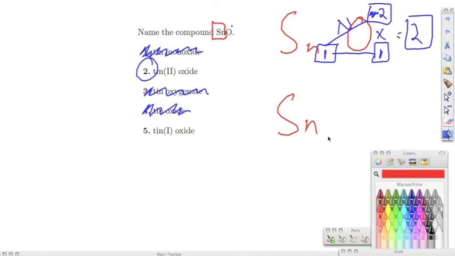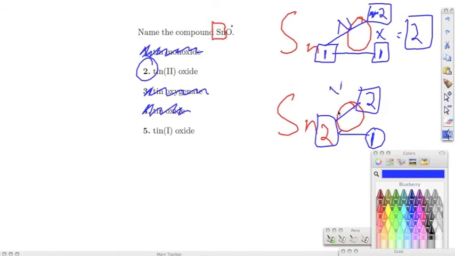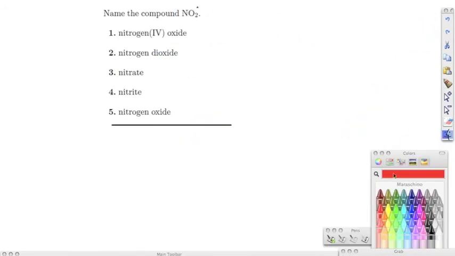If they did match, which this is just another example, say we had SnO, like that. Well, we look at the oxidation number of oxygen, it's 2. Well, if they did match, that would be the oxidation number. So yes, they did. Okay, guys, moving on to the next one.